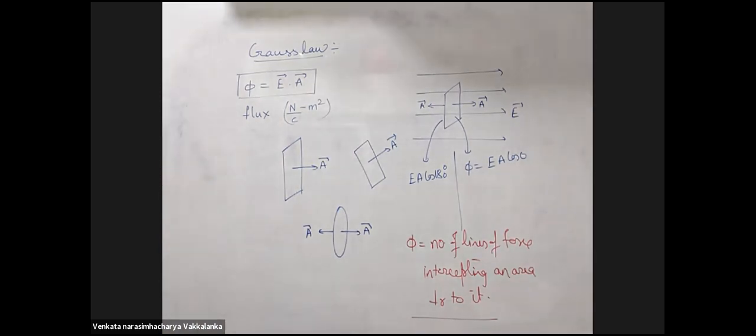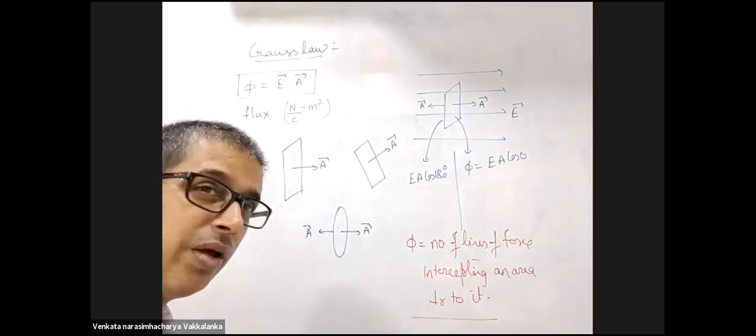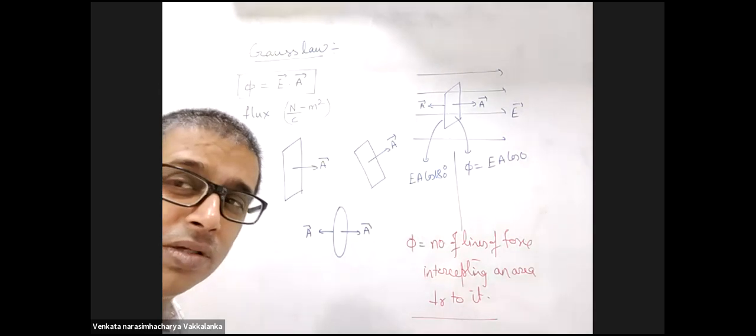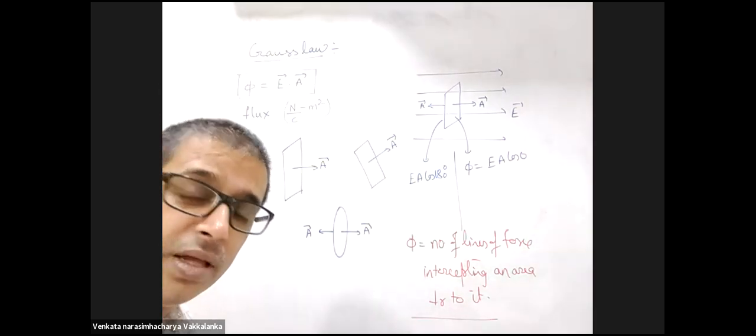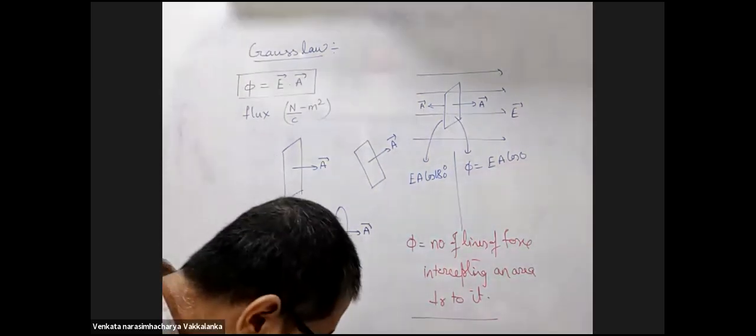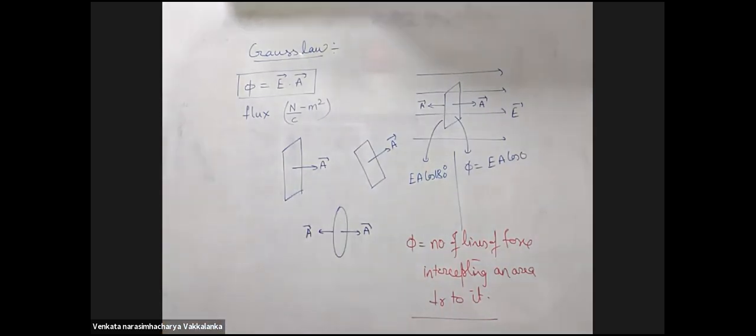Sir, so we can visualize flux as flow rate, right? Yeah, flow rate, and these are the crude ways of visualizing flux. Why are you using the crude way? Why not the right way? Because electric field lines are hypothetical. You don't have anything called electric field lines. They are called imaginary lines.